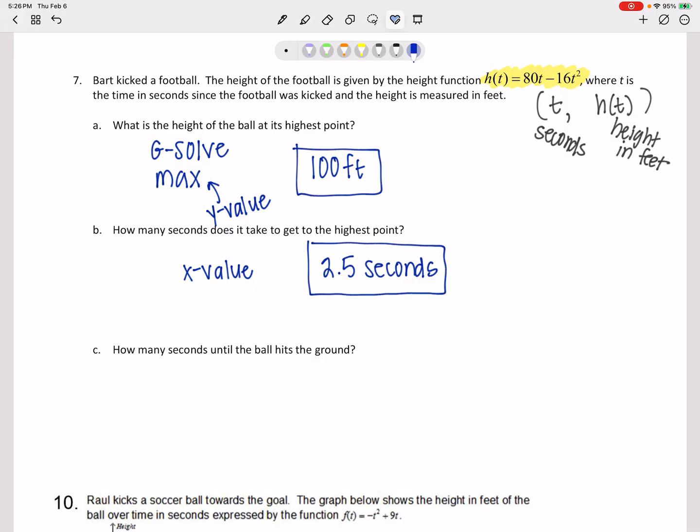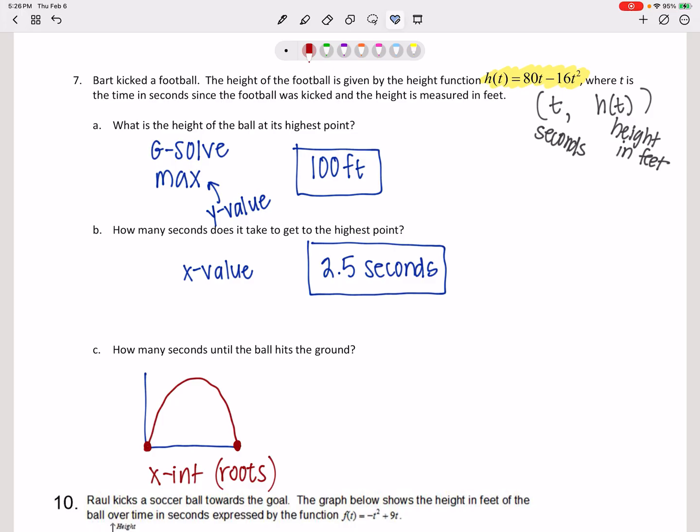And how many seconds does it take till it hits the ground? This part right here, I'm going to draw you a nice little graph. It was 0, 0, it went up to a maximum, and then it went down here. So between these x-intercepts, the distance from one x-intercept to the next x-intercept, those are the roots.